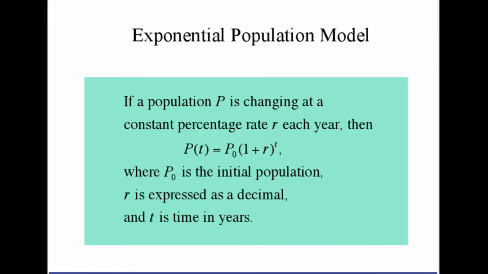So the exponential population model: if a population P is changing at a constant percentage rate R each year, then P of t equals P naught times the quantity 1 plus R to the t power. P naught is the initial population, R is expressed as a decimal, and t is time in years.